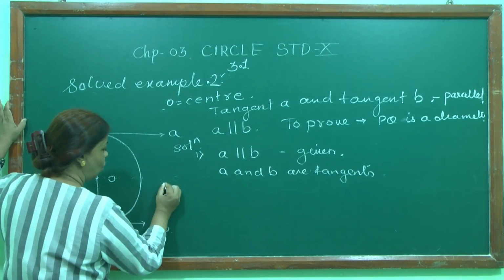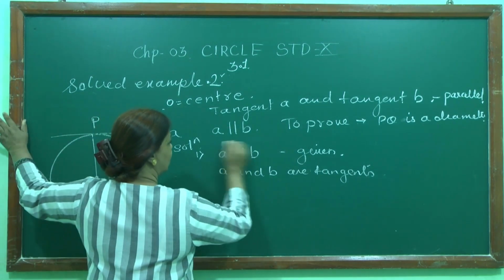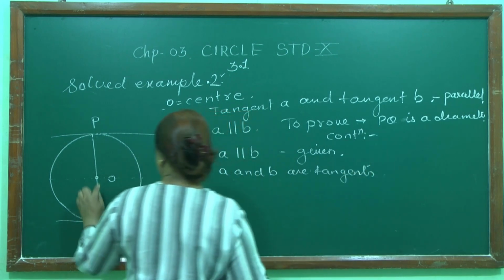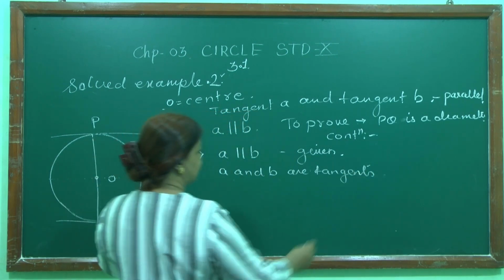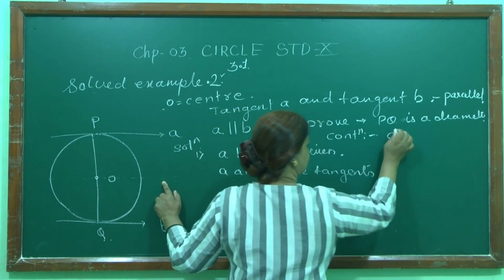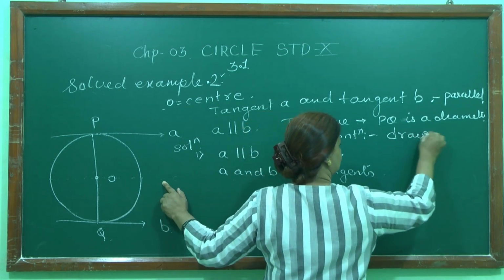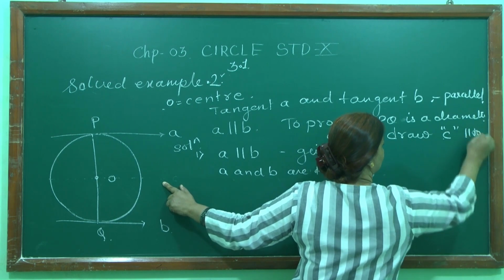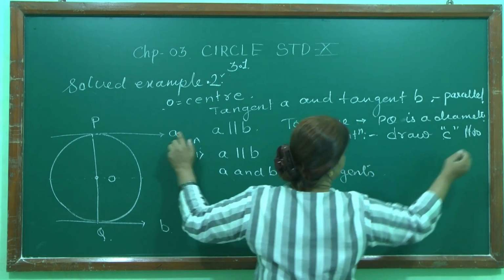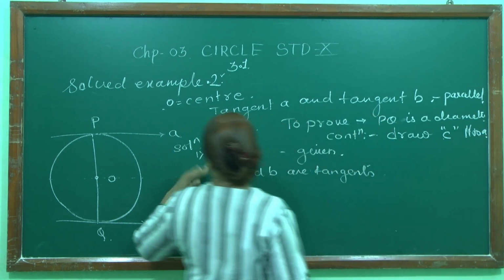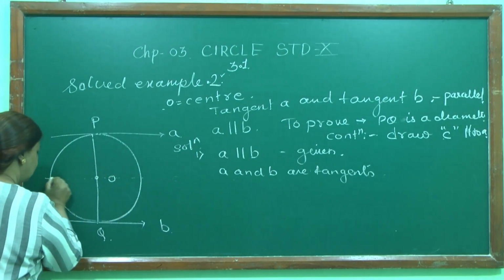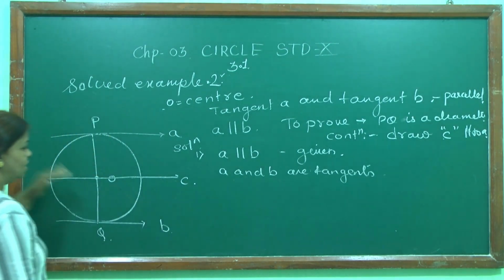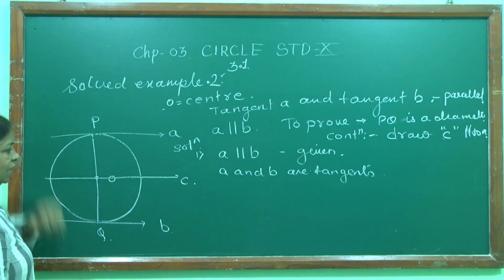Now I will do a construction. This is the sign of construction. I will do a construction of line C. Draw C parallel to A. I am going to draw a line and name it as C. This line is parallel to A.